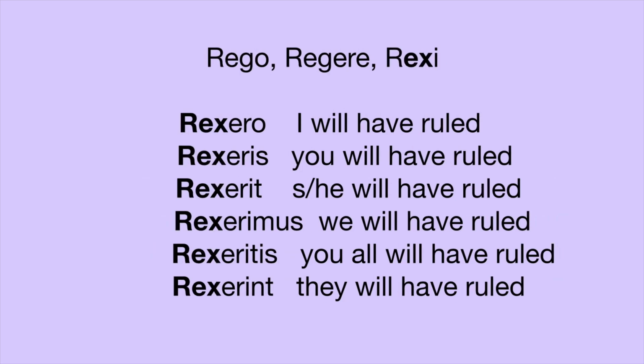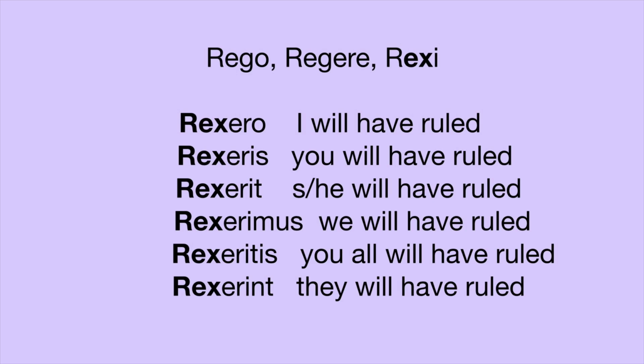Now let's have a look at another verb. If we take the verb to rule, rego, regere, rexi, we take rex, that's our perfect stem, and we add our endings: rexero, rexeris, rexerit, rexerimus, rexeritis, rexerint.